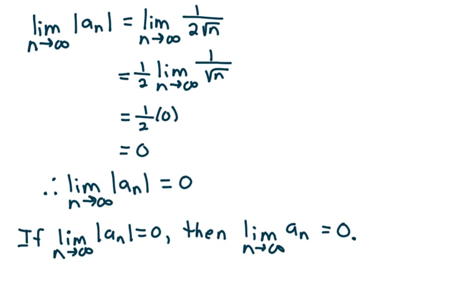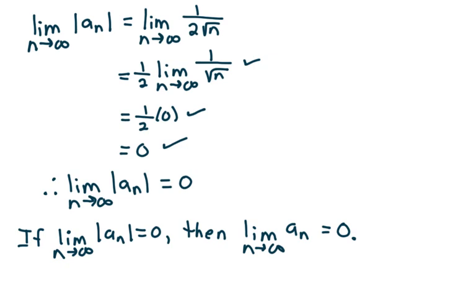Now, if I look at the limit as n goes to infinity of the absolute value of a sub n, this is equal to the limit as n goes to infinity of 1 over 2 times the square root of n. But I can pull the 1/2 out in front of the limit, and so I can write this as 1/2 times the limit as n goes to infinity of 1 over square root of n. But this is equal to 1/2 times 0, which is equal to 0. And so what that says is the limit as n goes to infinity of the absolute value of a sub n is equal to 0.